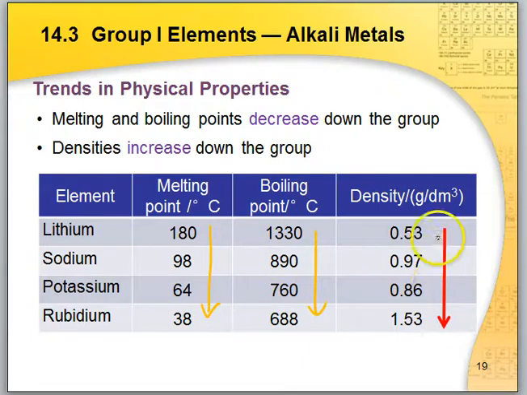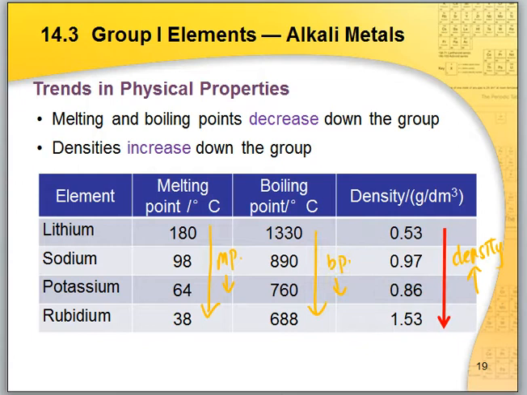However, the density increases down the group. So this one, melting point, decrease. This one, boiling point, decrease. This one, density, increase. So just take note of this here. As it goes down the group, melting point decreases. Goes down the group again, boiling point decreases. But as it goes down the group, the density will increase. So just take note of these trends.